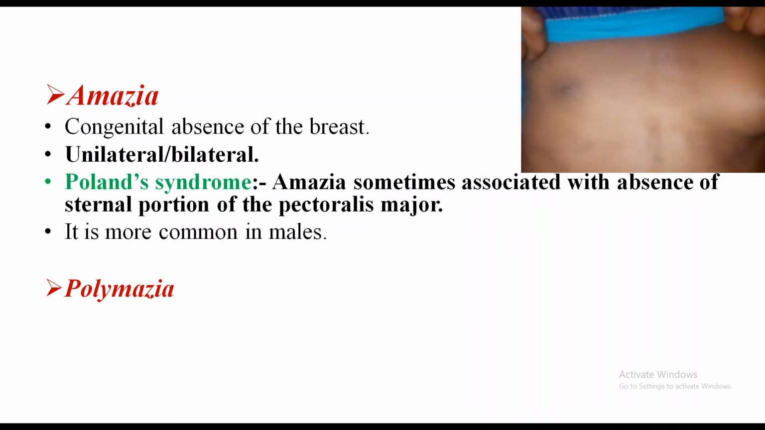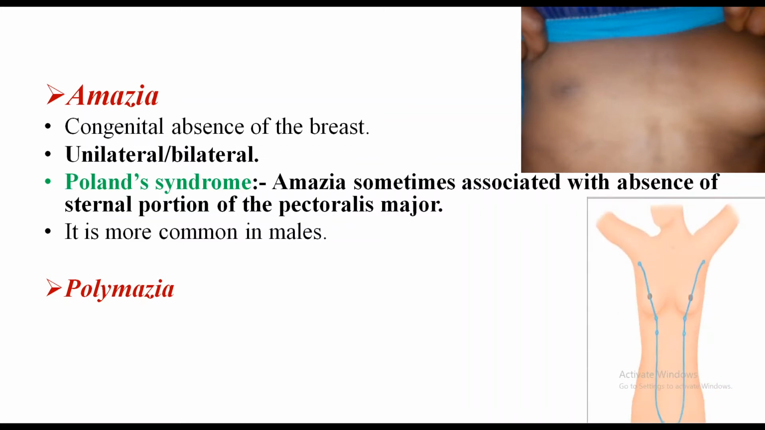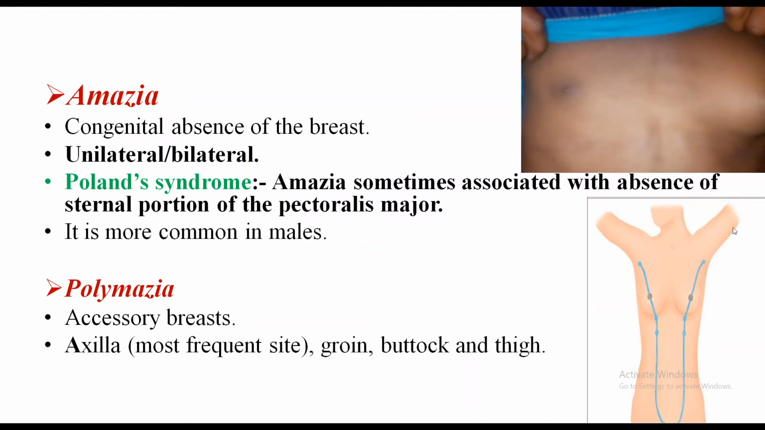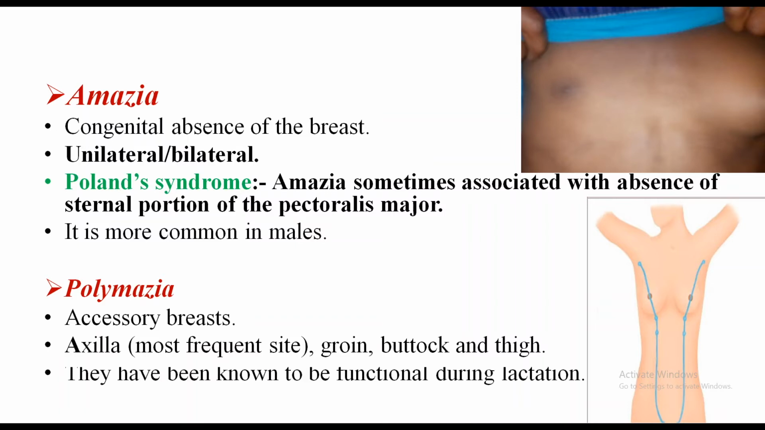There is also a term called polymastia. It is supernumerary breast. It can present from the axilla to the groin along a line called the milk line. The axilla is the most frequent site for polymastia. Then it can be present in the groin also, and the thighs. They have been known to be functional during lactation, so they may produce secretions in lactation.